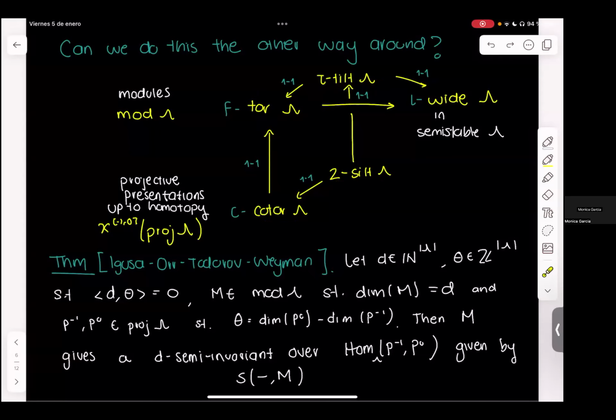So if I wanted to fill out this diagram and find natural maps between these objects such that everything commutes, you might suspect that the thing that I will plug in here will be related to semistability in some way. So let's do this.